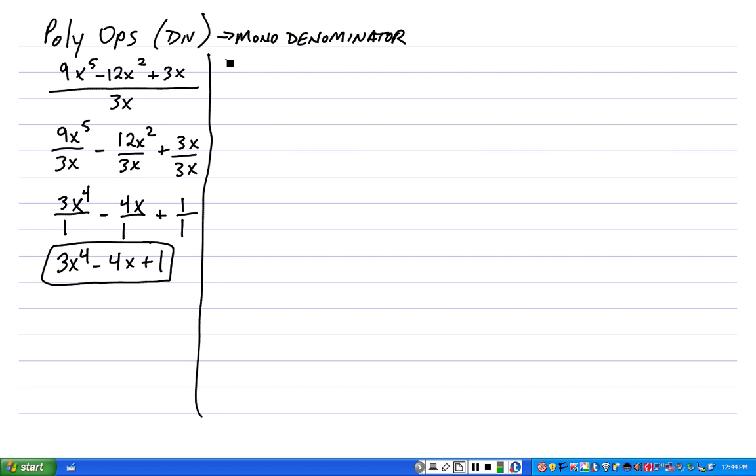Let's go with 8x to the 6th minus 16x to the 4th plus 2x to the 3rd all over 4x squared. So again, we have a monomial denominator, so we take each term in the top and write it over our denominator. Okay, and just begin simplifying.